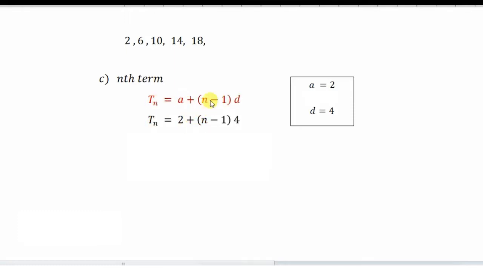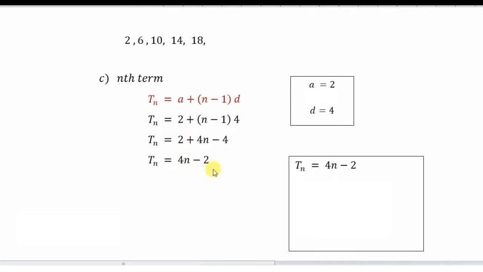So here let us take the formula. A is 2, n, we need n. We don't put any values for n because we need the n in the formula which we are going to find. And D is 4. So 2 plus 4 times n is 4n, and 4 times minus 1 is minus 4. So now 4n, negative 4, positive 2 will be negative 2. So this is the formula which is applicable for this given sequence. You can find any term of the sequence using this formula.